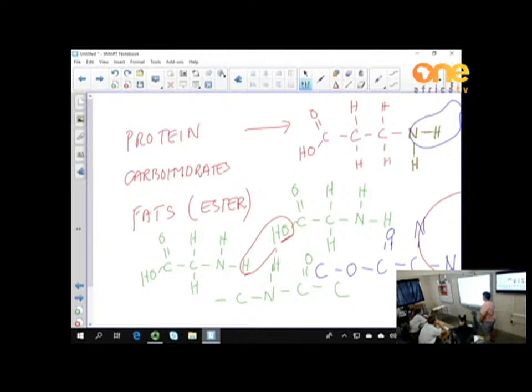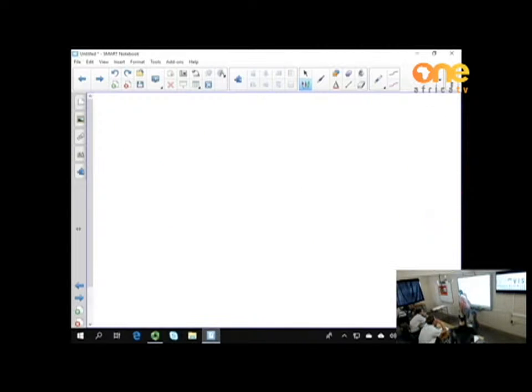Hydrogen. Plus water. Let me redo it on a clean screen.